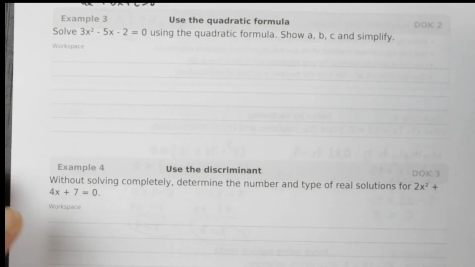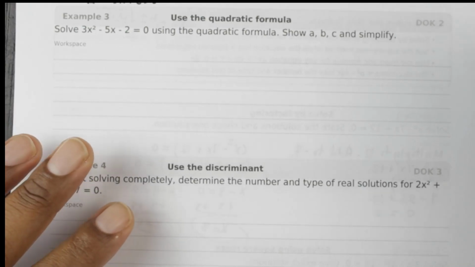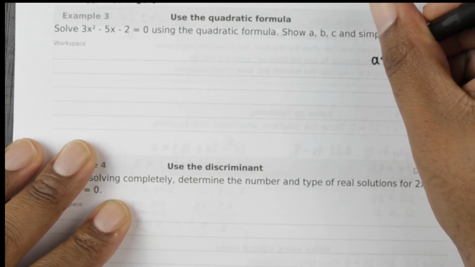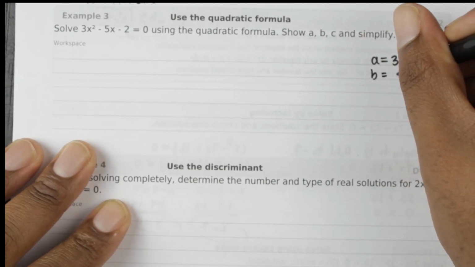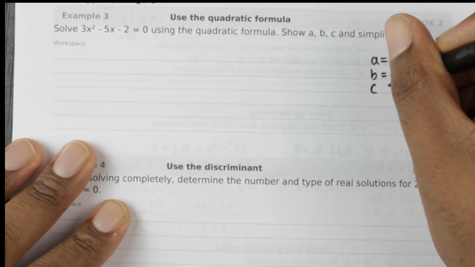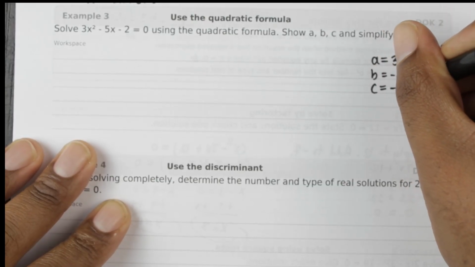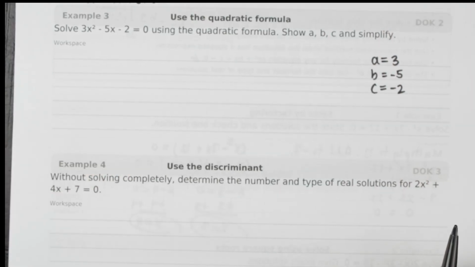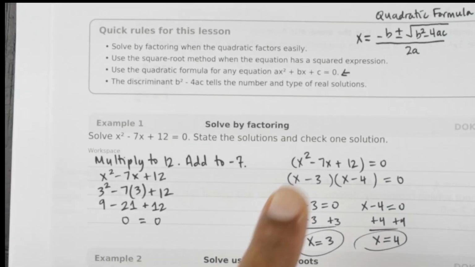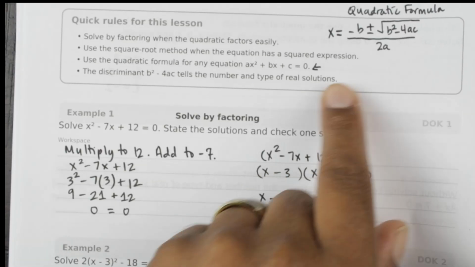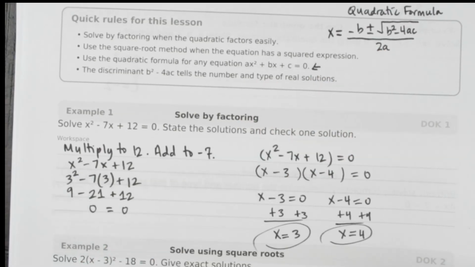All right, so solve 3x squared minus 5x minus 2. We need to identify those parts, okay? So first of all, a is equal to 3, b is equal to -5, and c is equal to -2, okay? Now we need to write the quadratic formula, which is the formula that I'm going to use here.